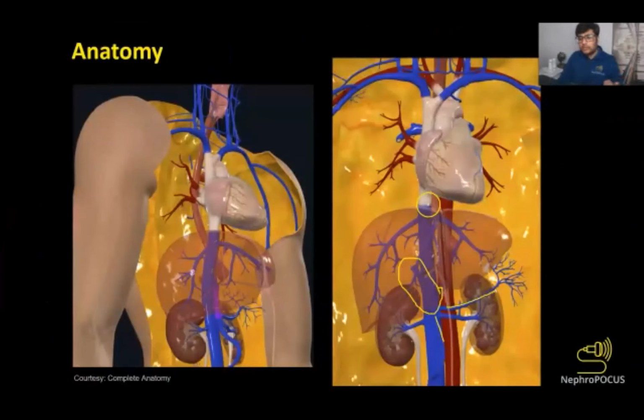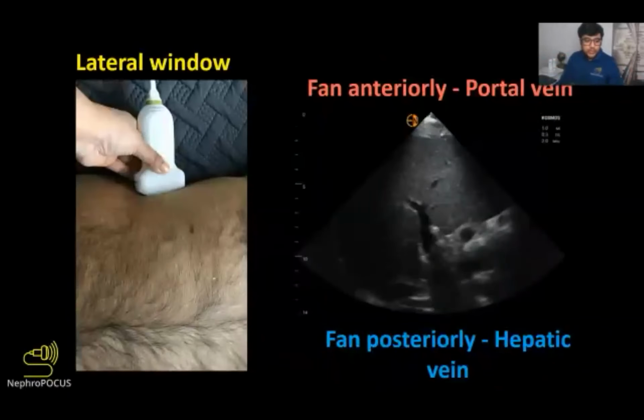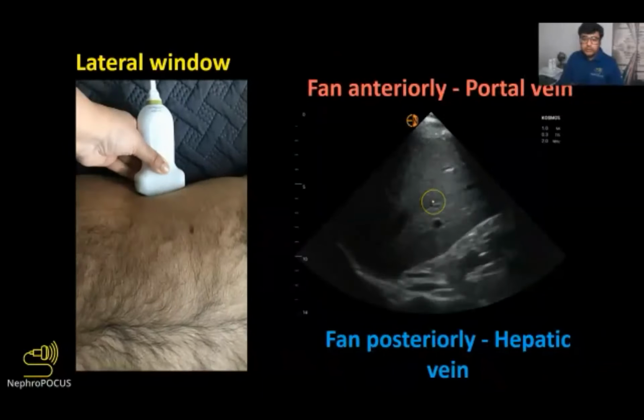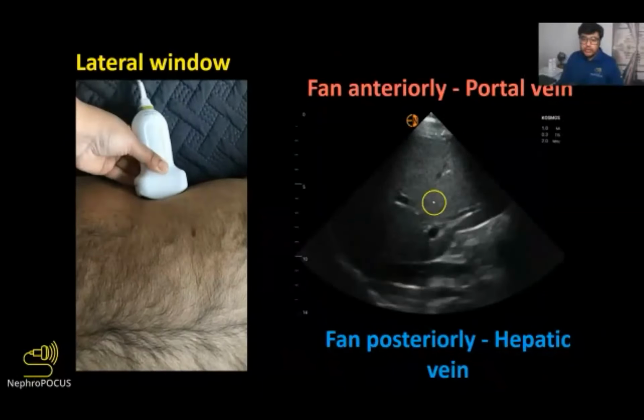Like the hepatic vein, you can access the portal vein from the subxiphoid window or more easily from the lateral window. From the lateral window, if you observe this, you have the hepatic vein here, right? And the portal vein is here. So the portal vein is slightly anterior to the hepatic vein. Once you find the hepatic vein, if you fan the transducer slightly anteriorly, you should easily find the portal vein. Like I said, if you fan anteriorly, you see the portal vein. If you fan posteriorly, you find the hepatic vein.